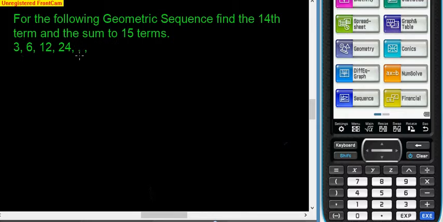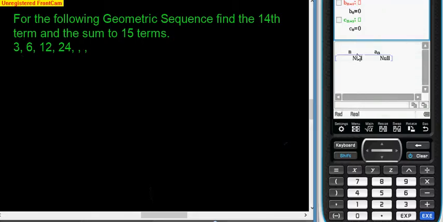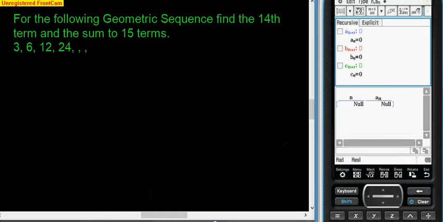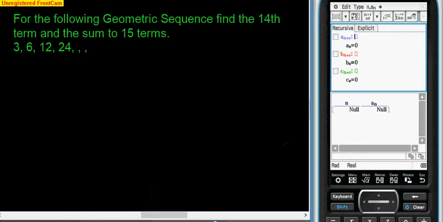Now we're going to go into the sequence part of the calculator. That doesn't give me the whole screen, so let me just move that down a bit. There we go, we need all that part of it. We need to enter the nth term, and first thing is we're not dealing with a recursive situation here. We are dealing with explicit equations, so let's go to the explicit. For this we need to know what the nth term is.